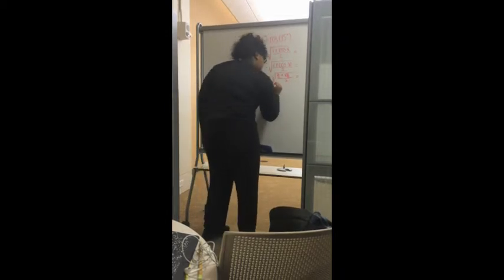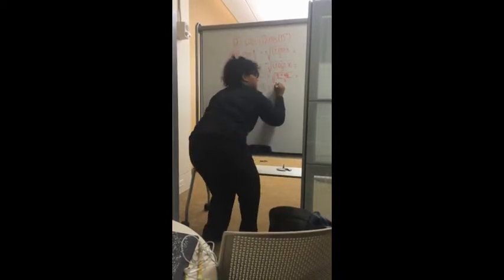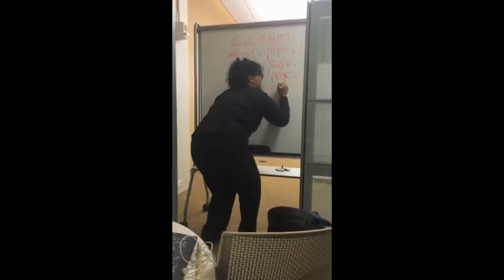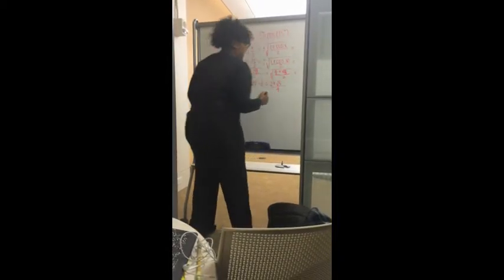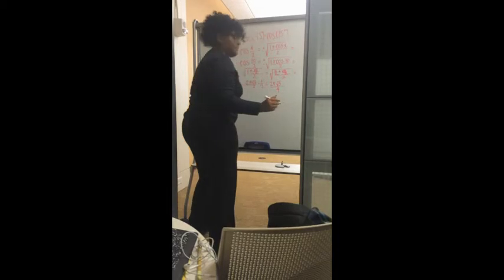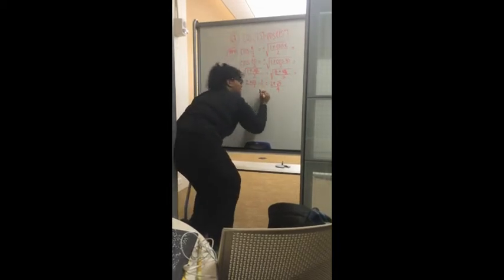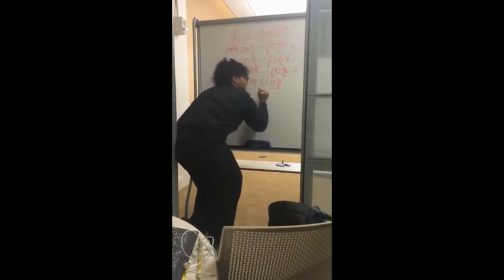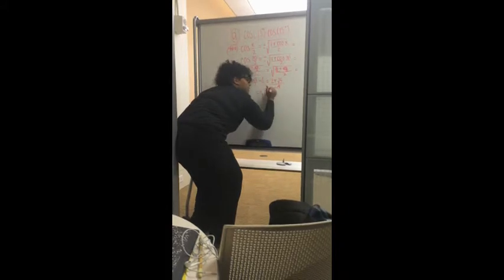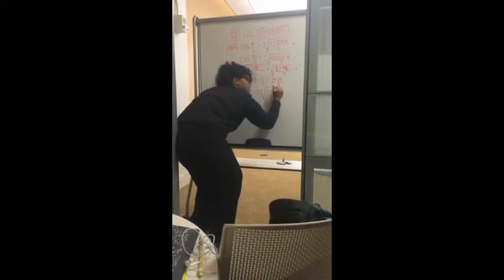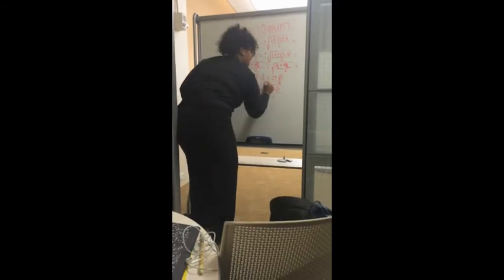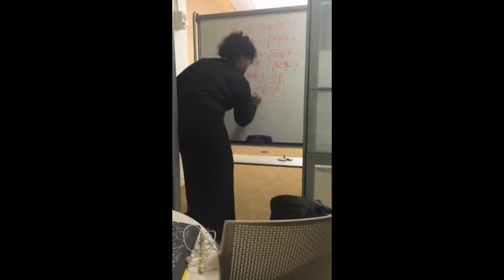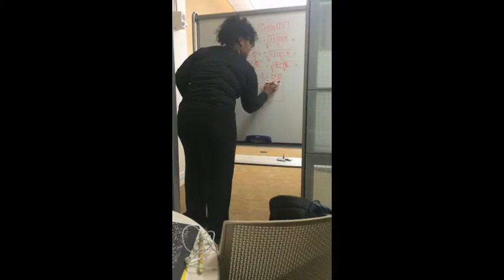And then that equals 2 plus the square root of 3 over 4. And then I need to reduce it, which would equal plus or minus 1 plus 3 over 2. And that is your answer.